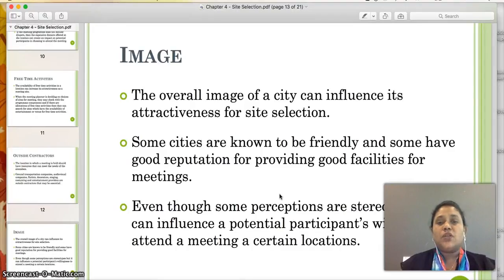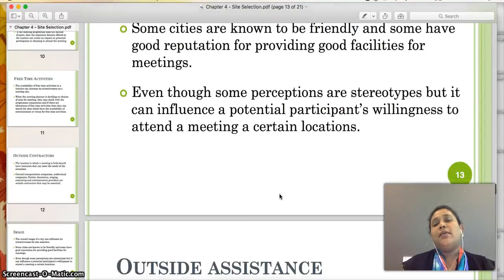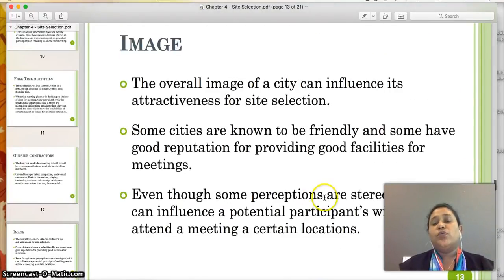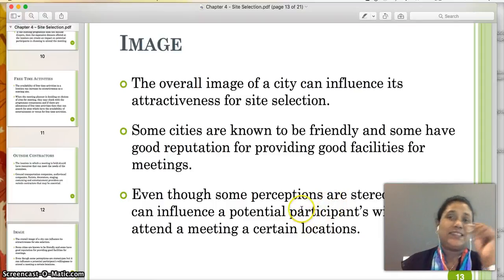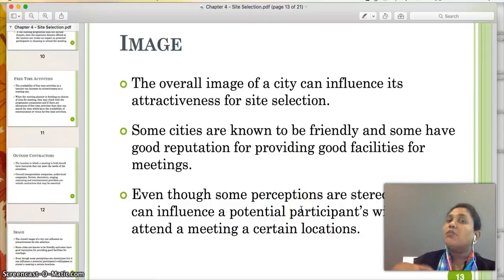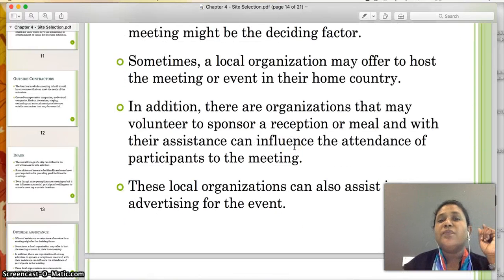All right, image. This depends on where you're going to have it, and the venue itself would set an image. For example, you talk about KLCC. Wow, that's a very big venue. The image is already set by the venue itself. So all these things you need to consider when you talk about site selection.